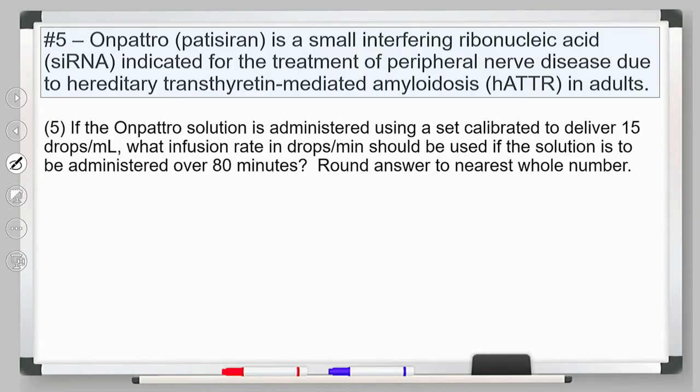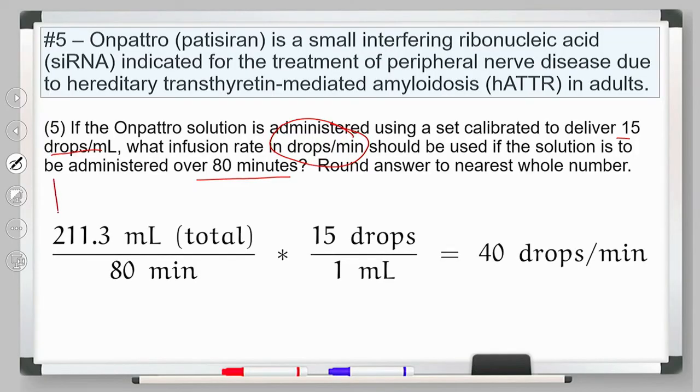It needs to be administered over 80 minutes, and I'm going to be using a set that has 15 drops per mil. So now I want the infusion rate in drops per minute. And infusion rate is volume per time. So where do we start? We have this volume, this 211.3 is the volume of both the drug and the diluent, that's combined. That's the volume that has to be administered over this 80 minutes. Volume per time is the administration rate.